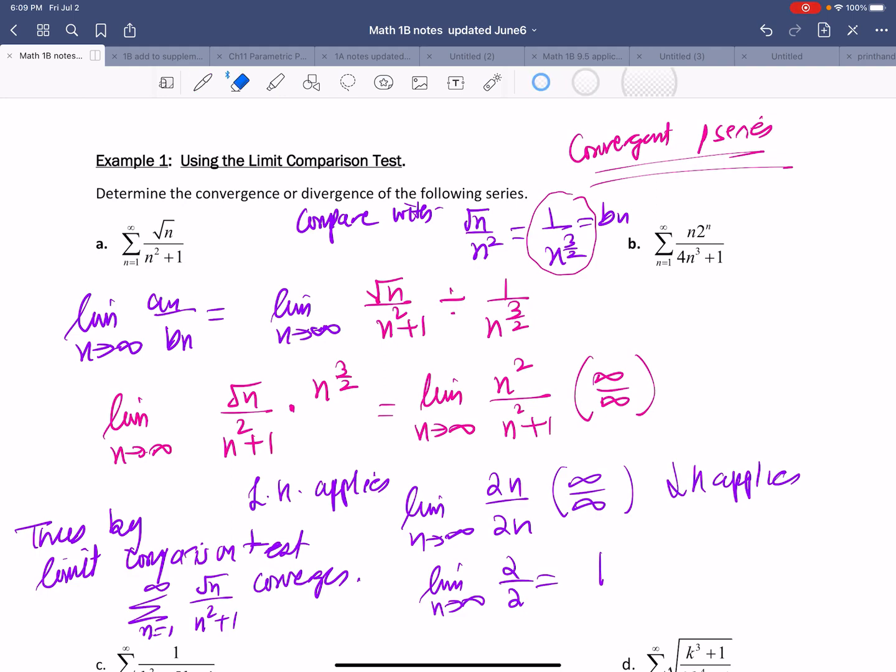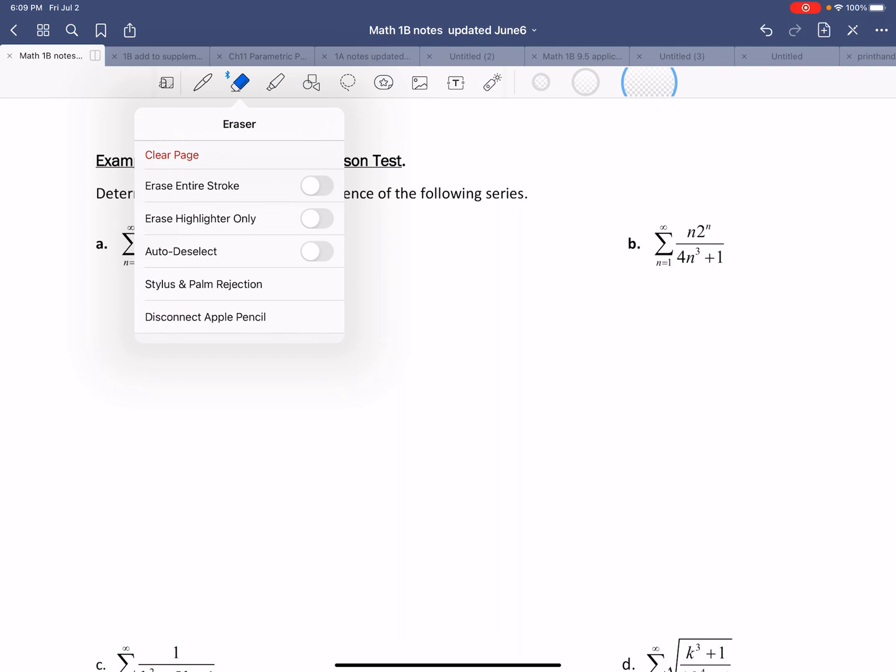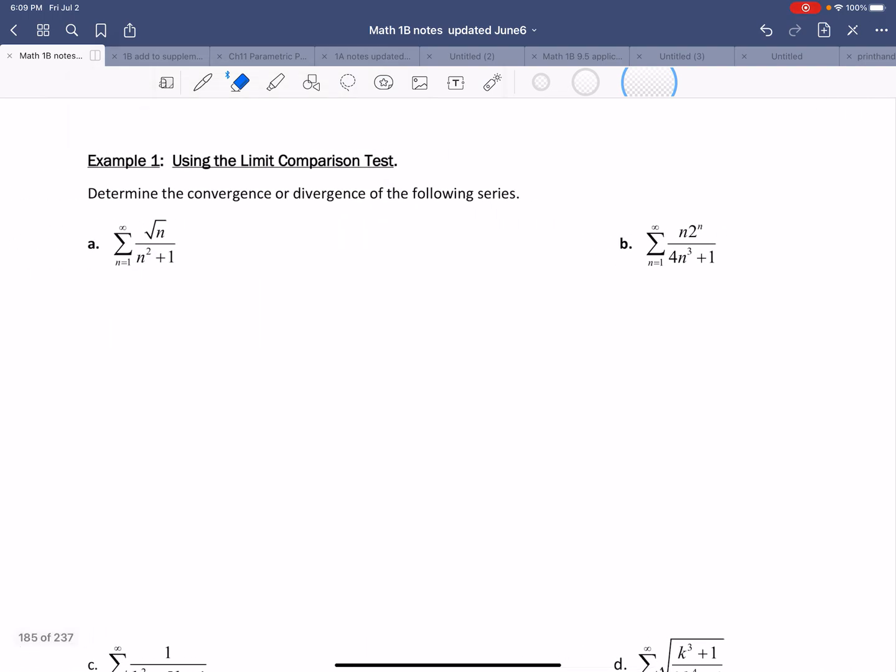Okay, next we have the next example, n 2 to the power n. So let me make some room for the next problem. All right, for the next problem, we have part B, summation n 2 to the power n over 4n to the third plus 1. So what should we compare it with? Let's see. We want to find a simpler bn that we know the behavior of for sure. So bn would be n 2 to the power n over n to the third.